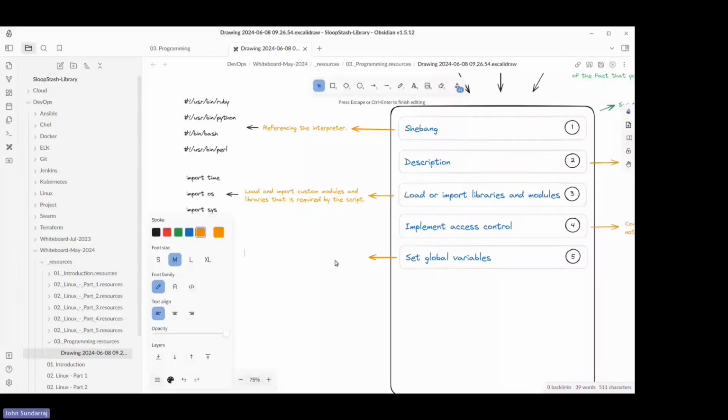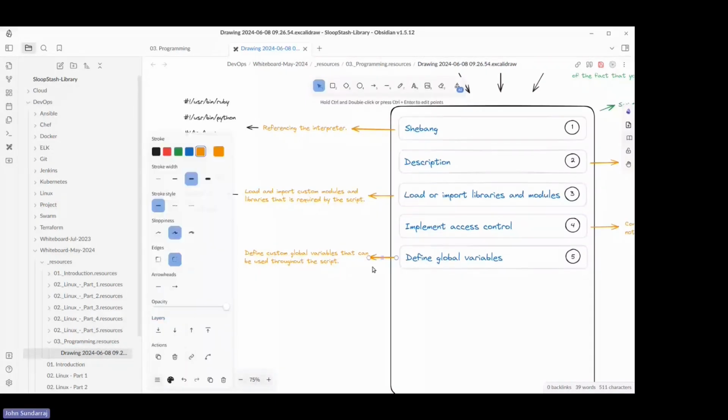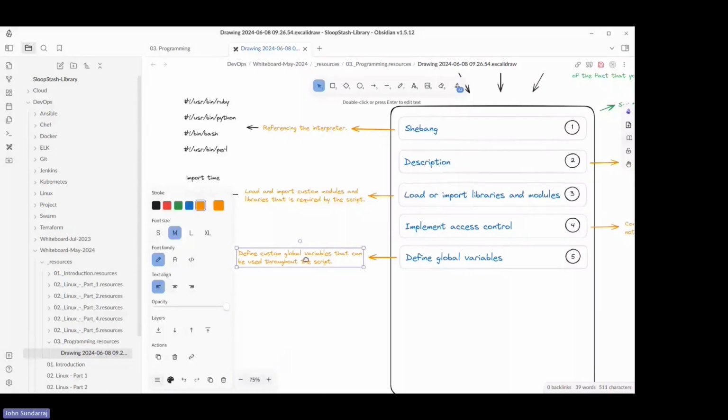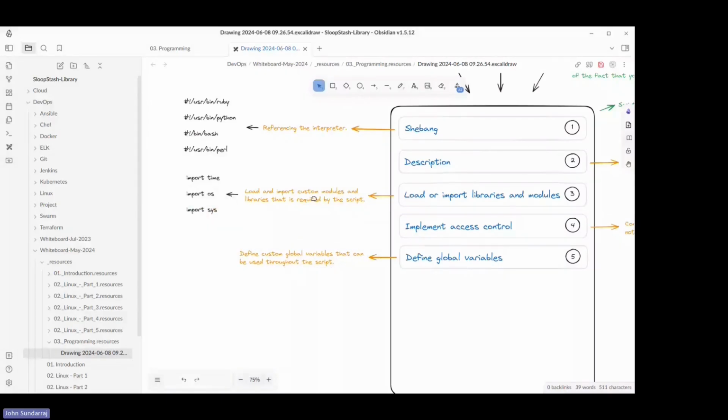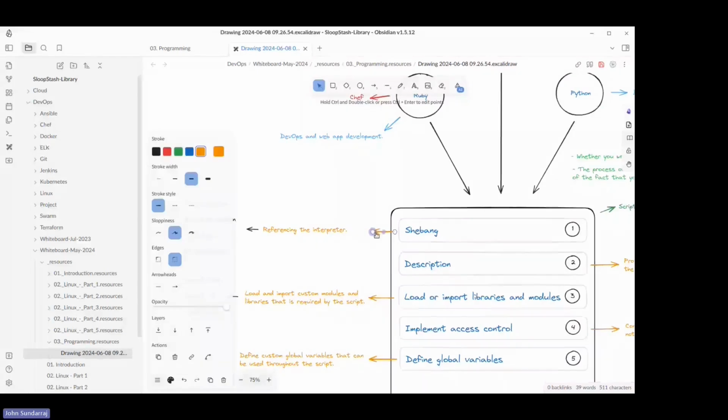So, define. I think the best word is define global variables. Define custom global variables that can be used throughout the script. Which means they can be accessed inside the functions, inside whatever place you want, you can access that.